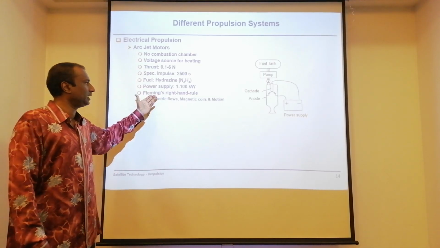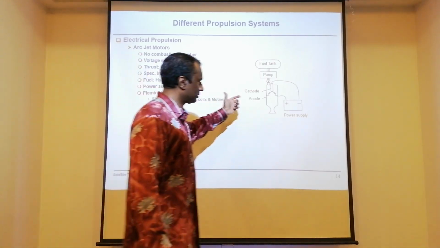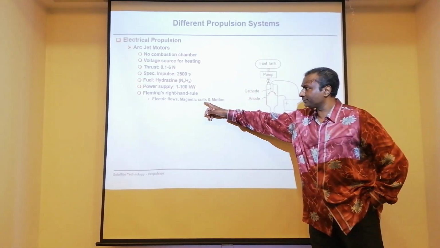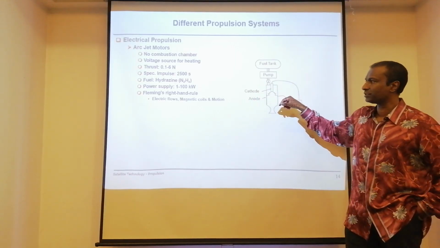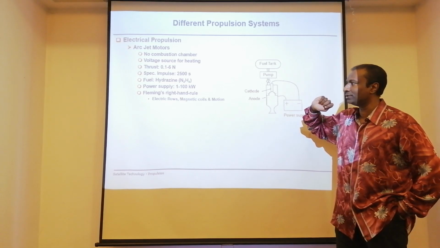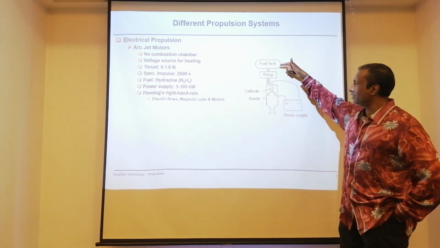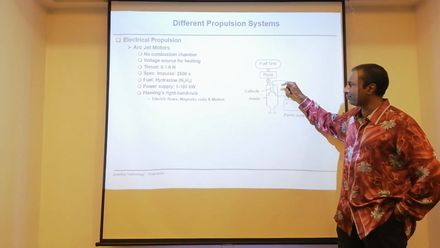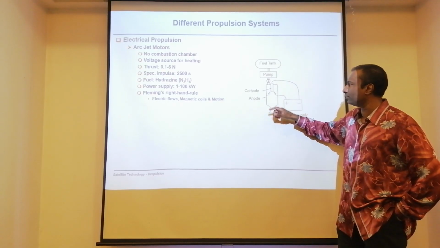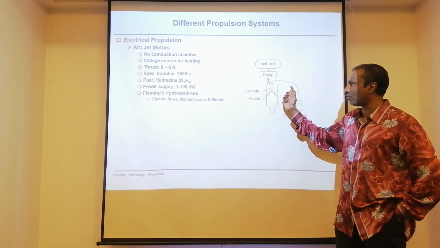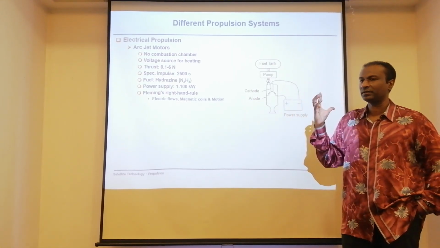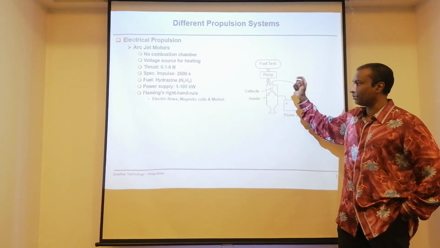Why such a high amount of power supply? Because of this process. If you look at this whole system, how it works is basically Fleming's right hand rule. You have electrical flow, with two poles, anode and cathode. You can also have coils here, called magnetic coils, which produce a magnetic field. So you already have two coils.